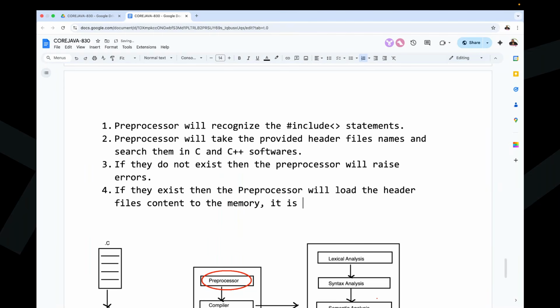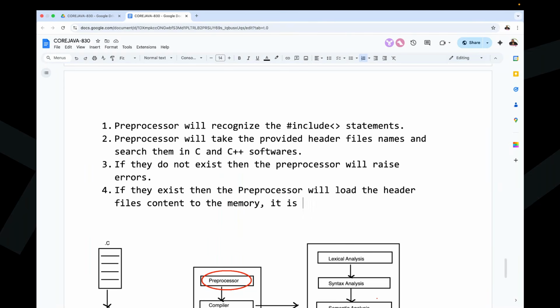Now guys, tell me, at what time is this header files content loaded to the memory? Who is loading that? Preprocessor. At what time? At compilation time or not? Come on, you have to respond for me. That is compilation time only.